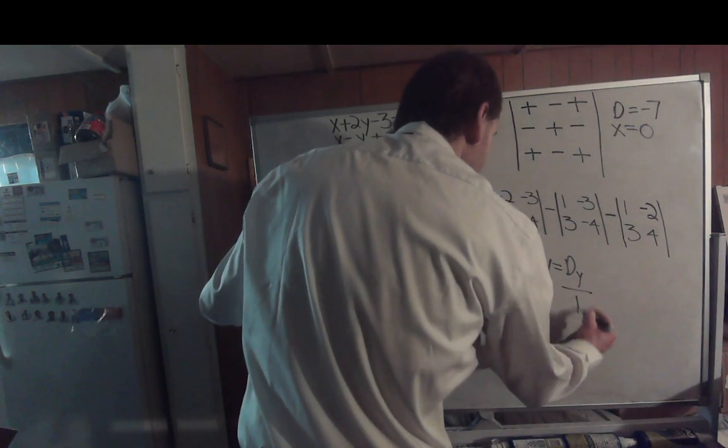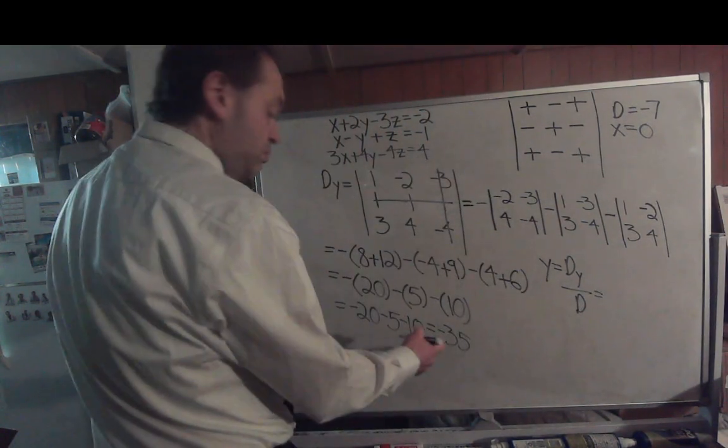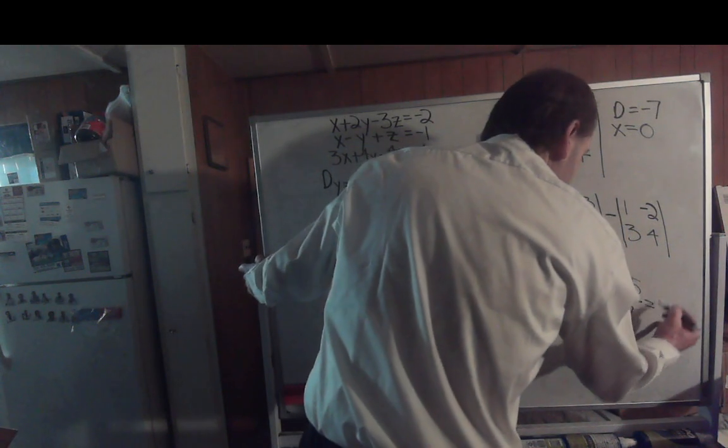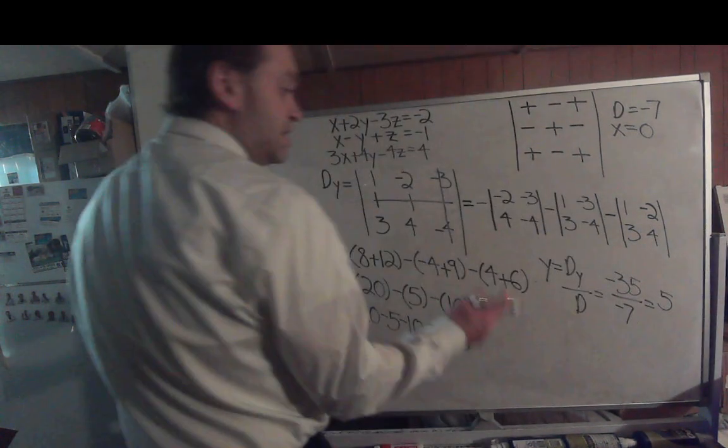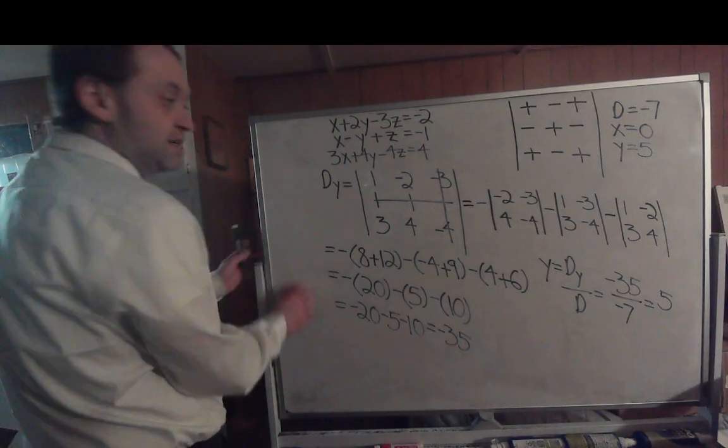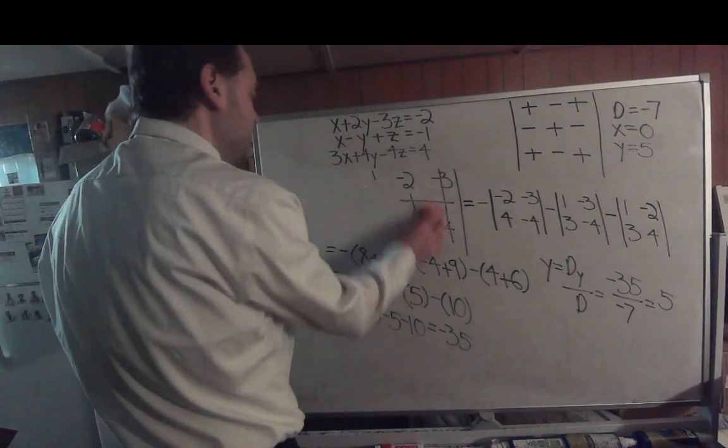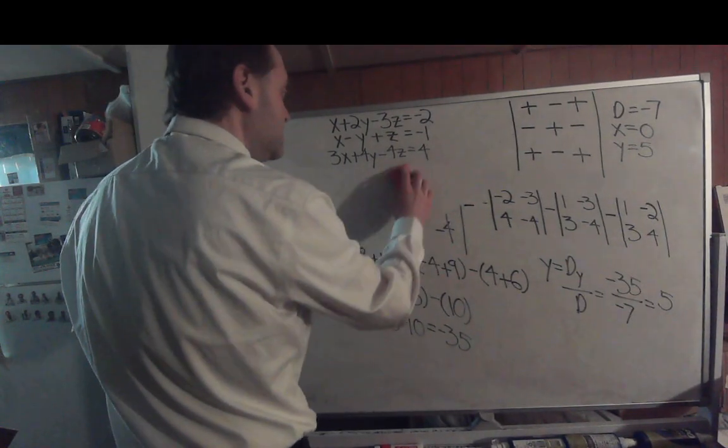Now to find y, you're going to take your d sub y over your d, which d sub y was -35, and then d was -7, which -35 divided by -7 is +5. So your y value ends up being +5. So now we know x and y, we can go for d sub z and solve for z, which will then give us the ordered triple. That's the solution to this system.